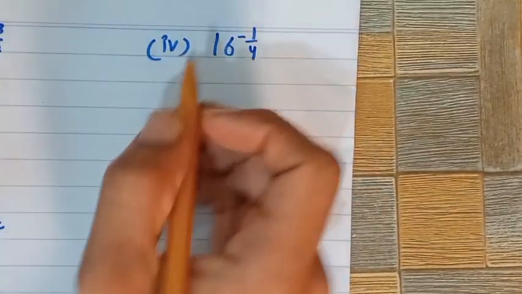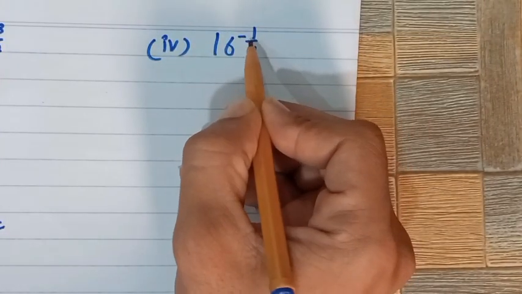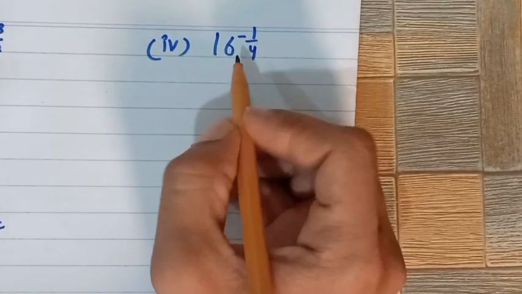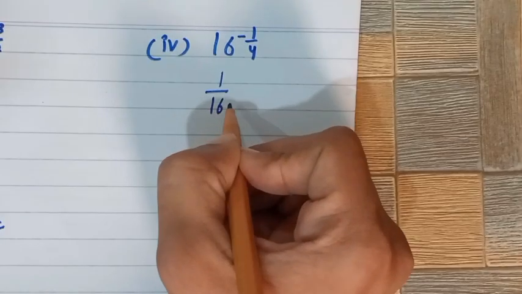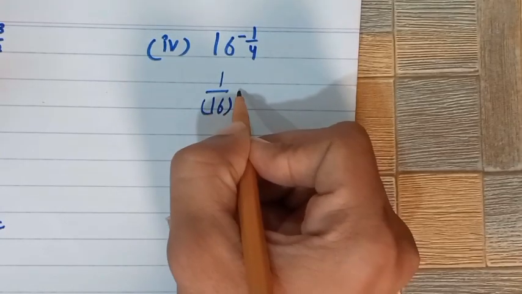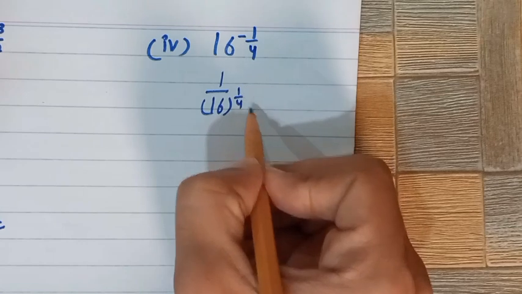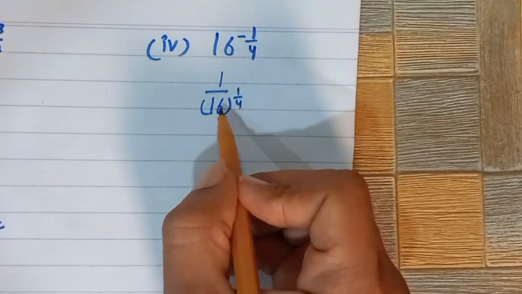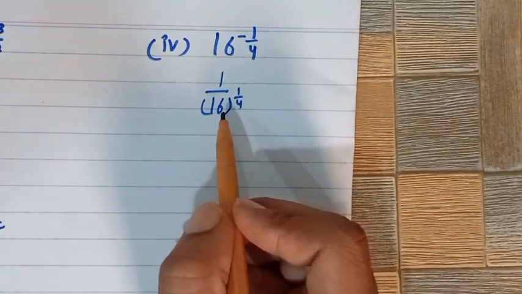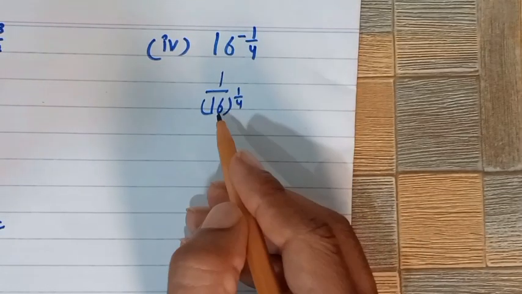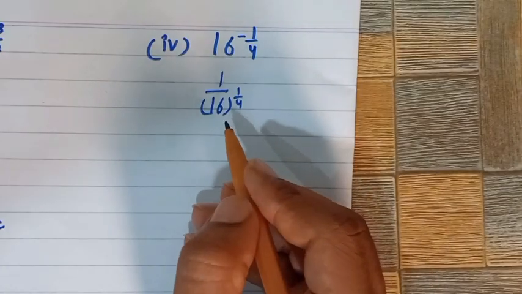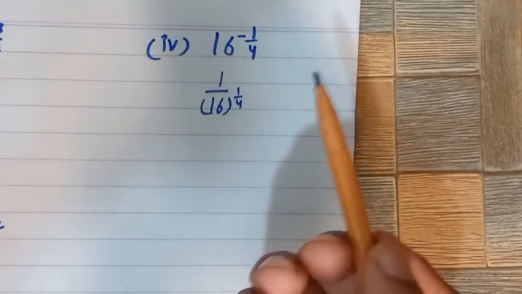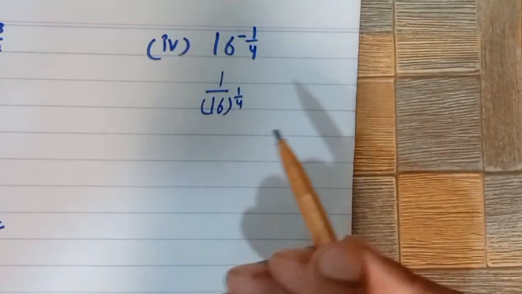So the fourth one is 16 power minus 1 over 4. Here my power is negative, so first of all I will change it into positive. For that I will bring 1 over 16, bracket power 1 over 4. So see here, the sign is changed to positive. Now as you know, 16 is a perfect square, but you are supposed to change it into index notation, or take the prime factors of it.